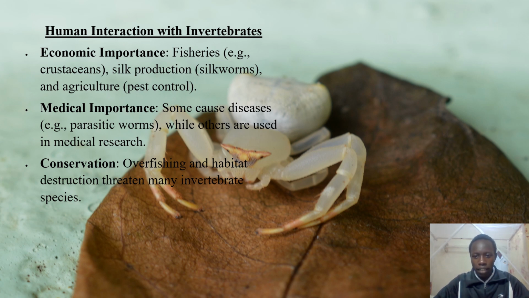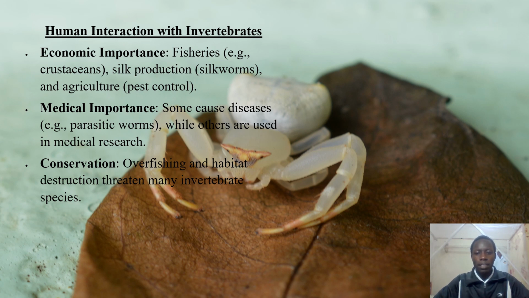In geography, I remember in high school we discussed fishing as an economic activity, and you will realize that some of the organisms that are being fished are crustaceans, and crustaceans are invertebrates. So you see the relationship between humans and these organisms in the economic field, whereby crustaceans are being fished and put to economic value. You will look at silk production in silkworms.